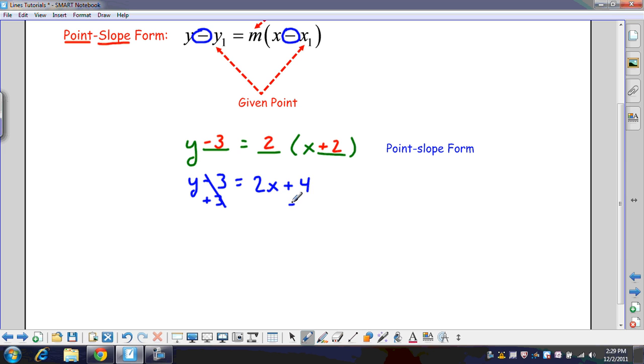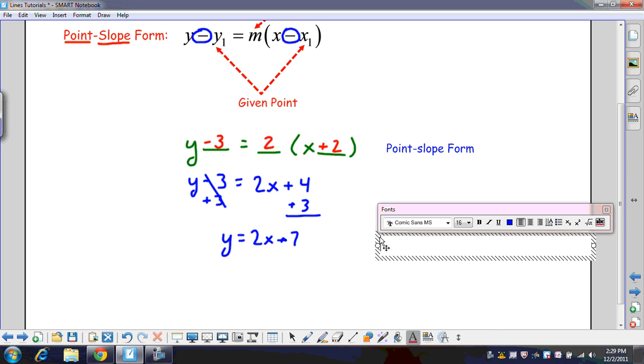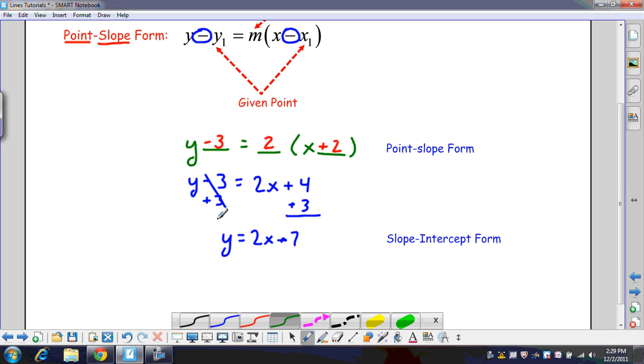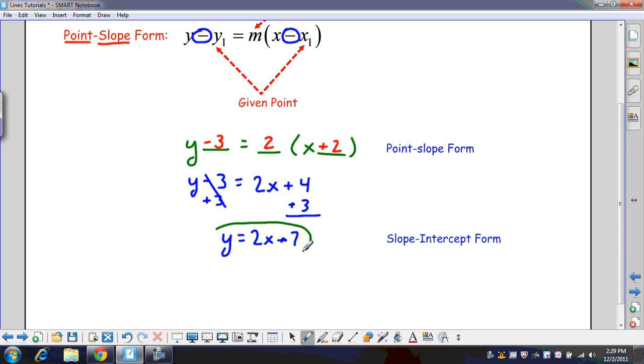Now, hopefully you remember that slope-intercept form is y equals mx plus b, which means that you have to get the y value by itself. So I have to keep on going. I've got to move that 3, so I'm going to add 3 to both sides. So I end up with y equals 2x plus 7. And that right there represents the slope-intercept form. So let me write slope-intercept form.